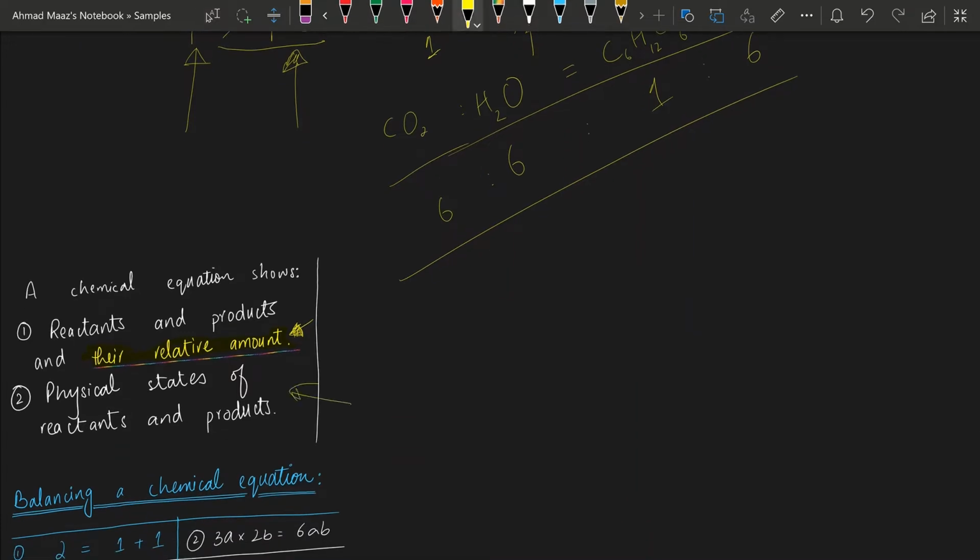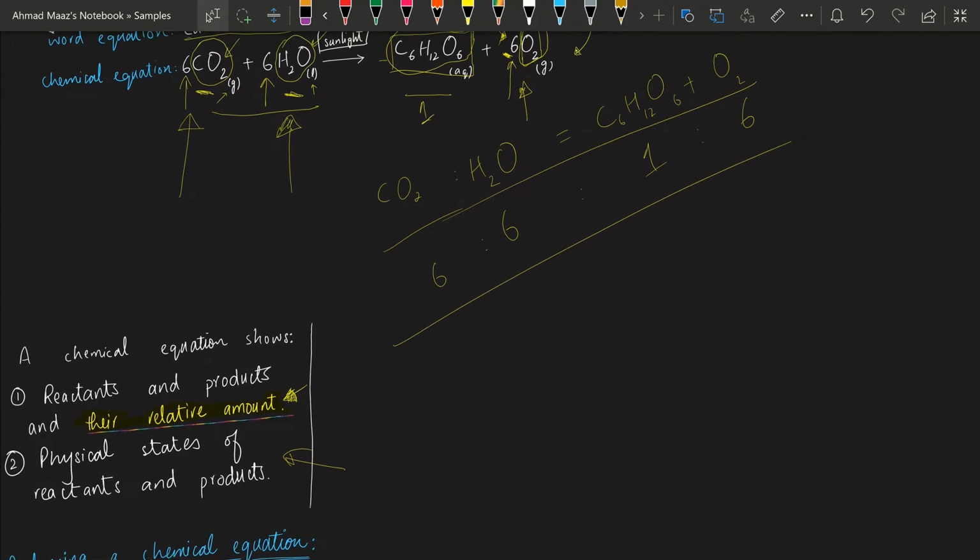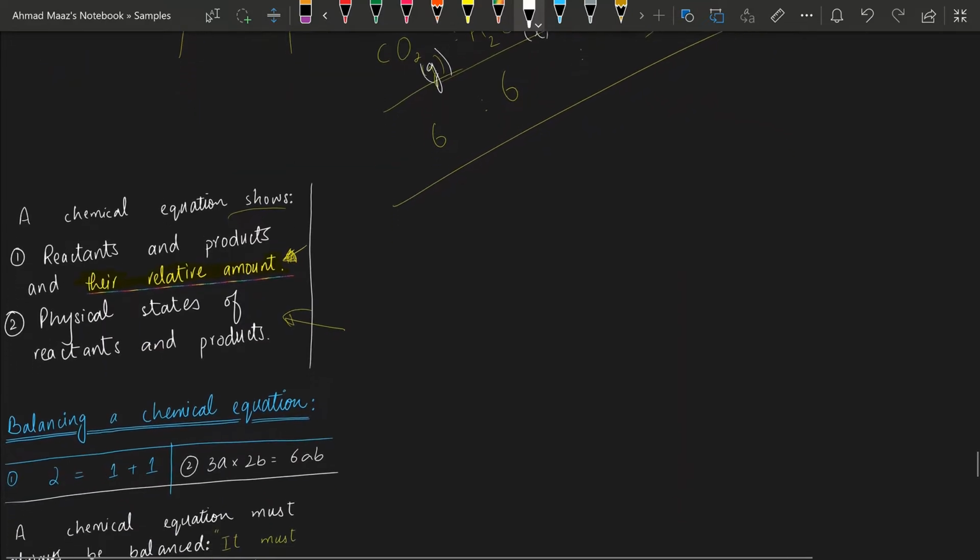Number two, physical states of reactants and products. A chemical equation also shows you that carbon dioxide is gaseous, water is liquid, water from the soil, and glucose is aqueous, dissolved in water. Aqueous means dissolved in water, and oxygen is gas. It's in gaseous state. This is the oxygen that we get for our respiration.